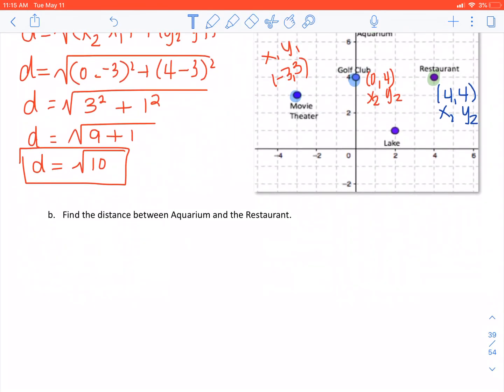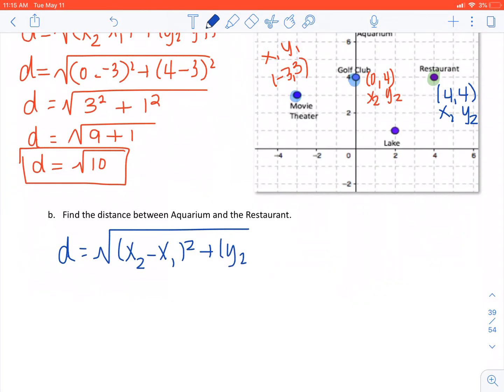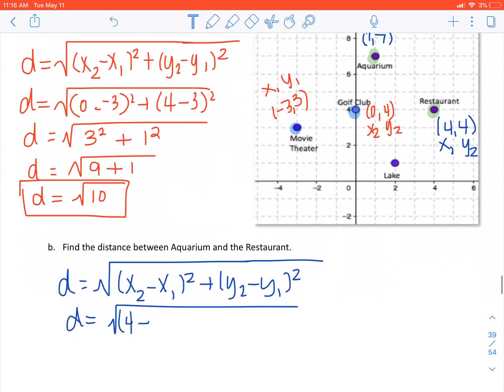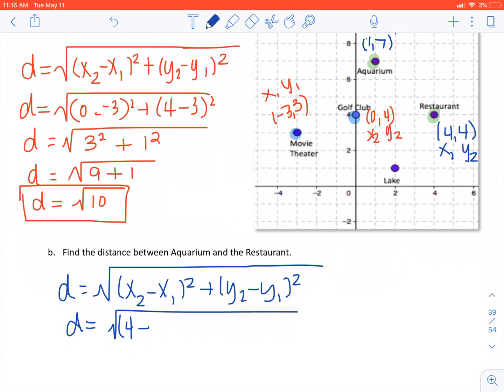All right, so we're going to use the distance formula. So D equals the square root of (x2 minus x1) squared plus (y2 minus y1) squared. All right, so x2 is going to be 4 minus x1, which is 1. We're going to square that, plus y2 is 4. y1 is 7.